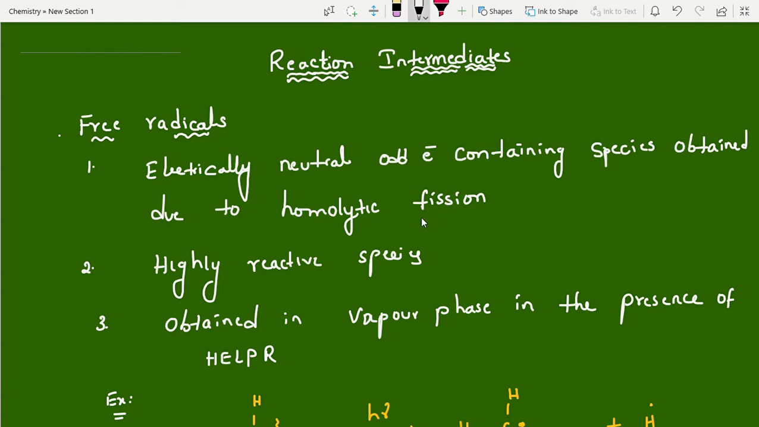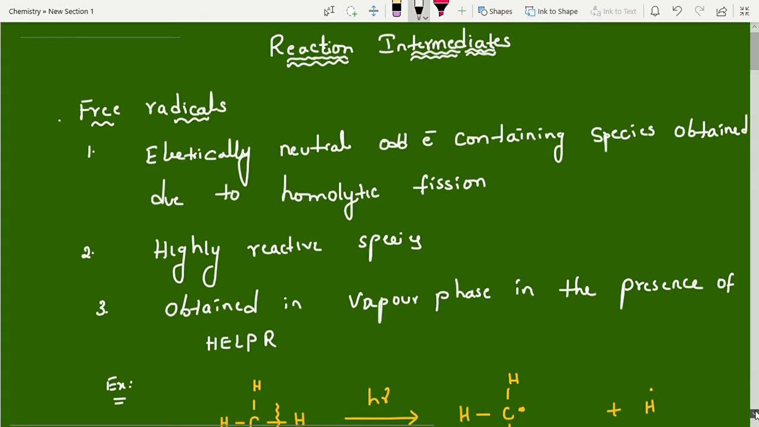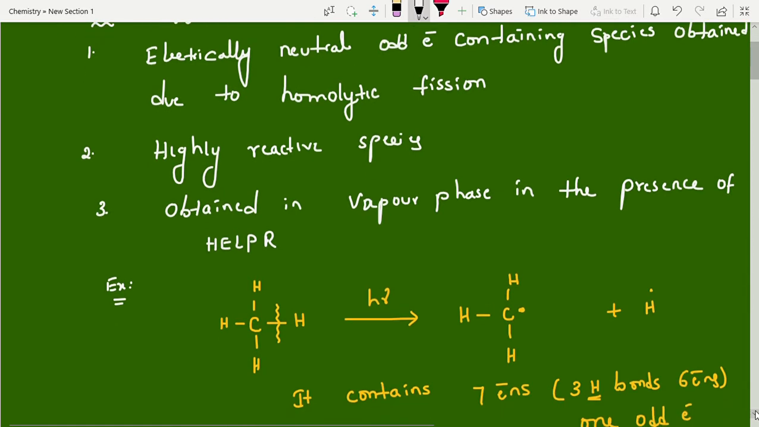Please go through that. Free radicals are highly reactive species. If there are more reactive intermediates in the vessel, the reaction completes soon. Why? Because they are highly reactive. Highly reactive means they quickly attack other species, and finally it brings the stable products.